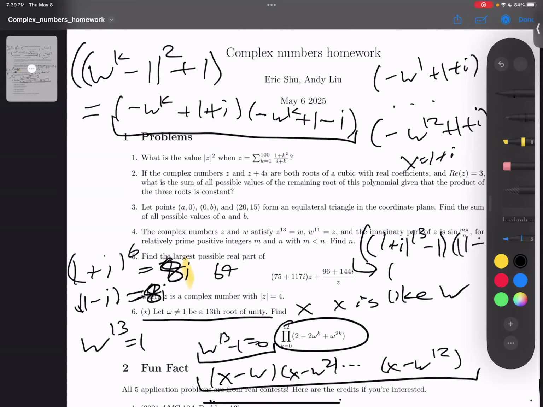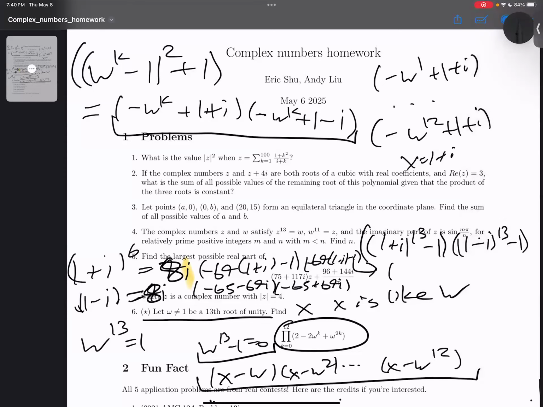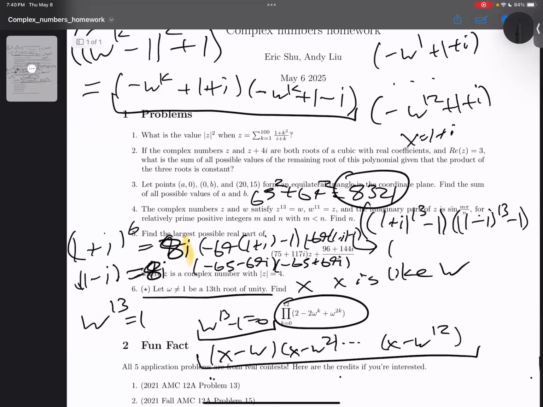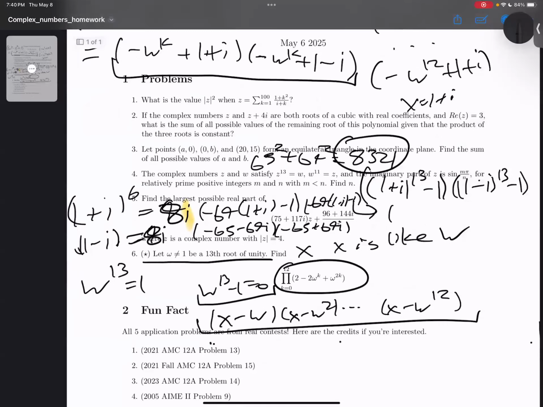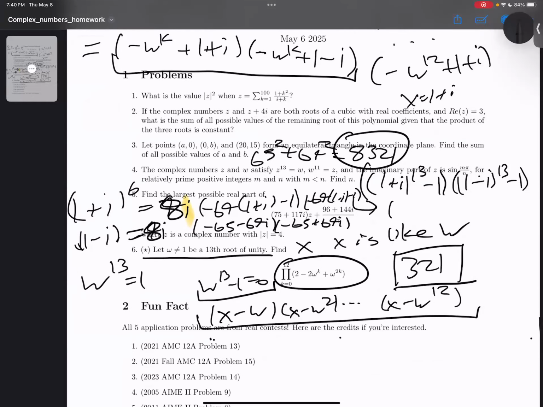We have negative 64 times 1 plus i minus 1, and negative 64 times 1 minus i minus 1. And we can simplify this as negative 65 minus 64i, and negative 65 plus 64i. And this is just a perfect difference of squares. This is 65 squared plus 64 squared, which is 8321, for a final answer of 321. There we go. I think that went fairly painless.